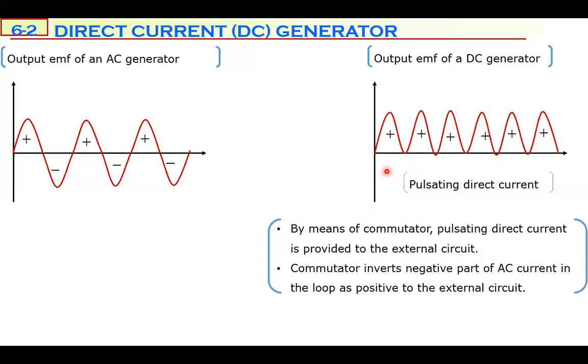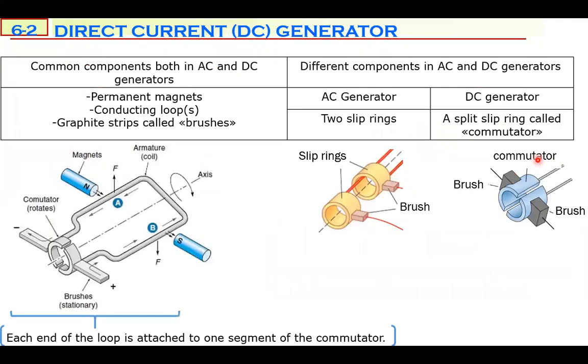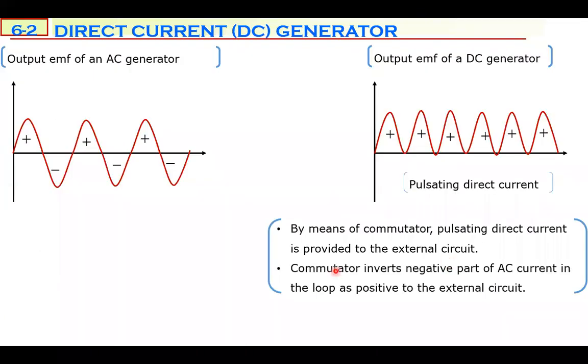So which component converts the AC of the loop to DC outside? It is the commutator. The commutator shifts the negative part from the loop to positive. The commutator inverts the negative part of the AC current in the loop. In the loop we still have AC, but the commutator gives it to the external circuit as a one directional pulsating current.